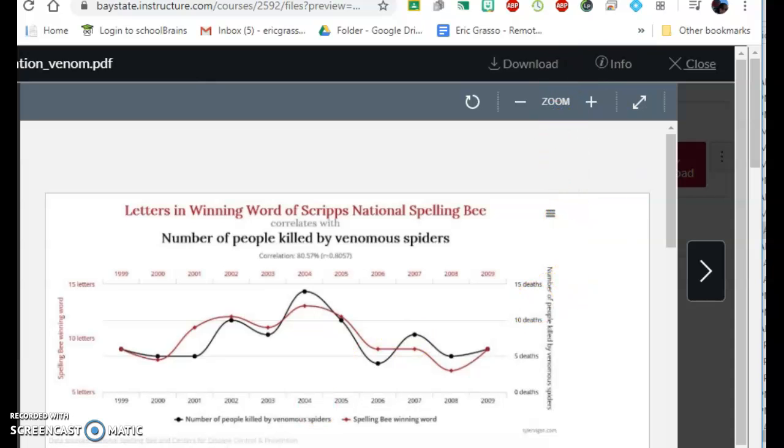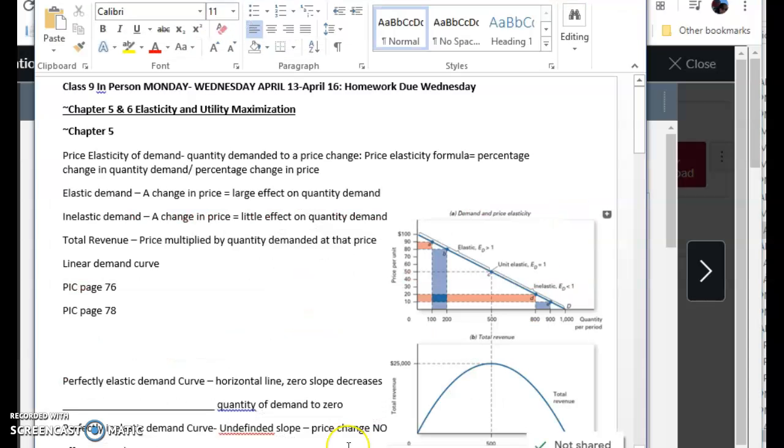Now, I'm going to post the notes. Please pay attention to these notes. This week is a quiz. Next week is going to be a test on chapters 3, 4, 5, and 6. I want you to pay attention to the notes I put up and watch these videos because they're going to give you a little more insight into exactly what I'm looking for.